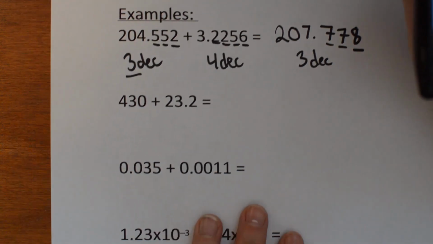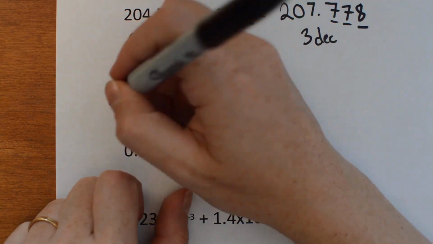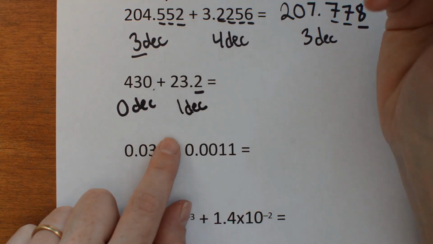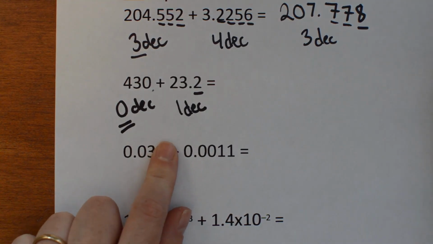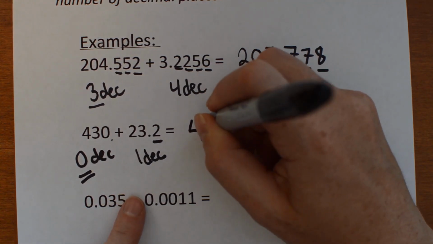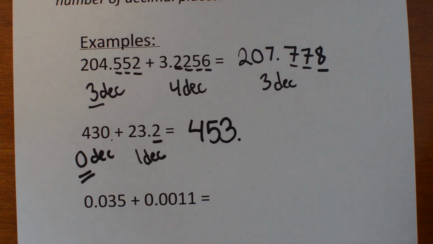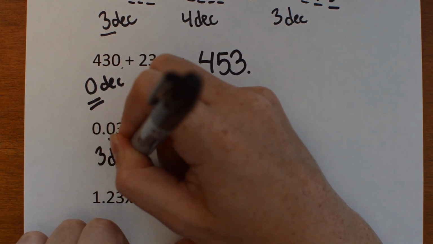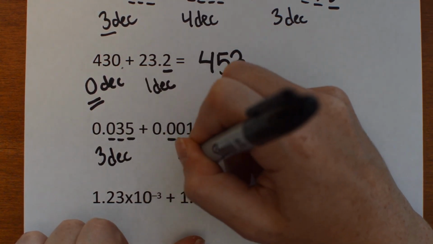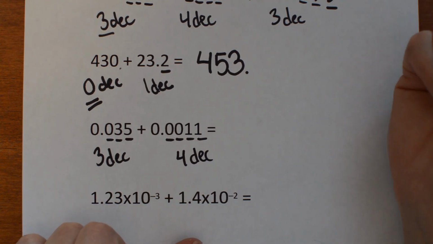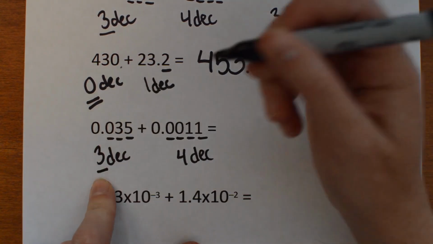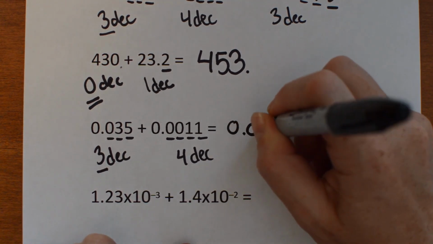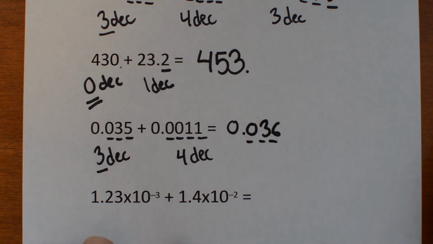It's not actually about which one has the smallest number of significant figures. It's a different rule. All right, this guy has actually 0 decimal places. This one has 1 decimal place. That means my answer needs 0 decimal places, so my answer will be 453, and we stop right there. This number here has 1, 2, 3 decimal places. This one has 1, 2, 3, 4 decimal places. So what I care about is decimal places. I need the smallest number, that's 3. My answer needs 3 decimal places, so it'll be 0.036, 1, 2, 3 decimal places.